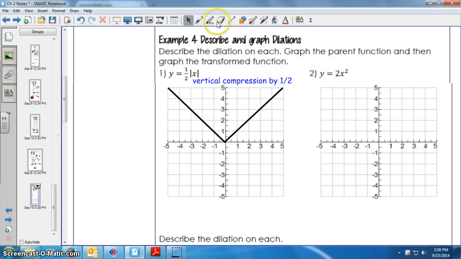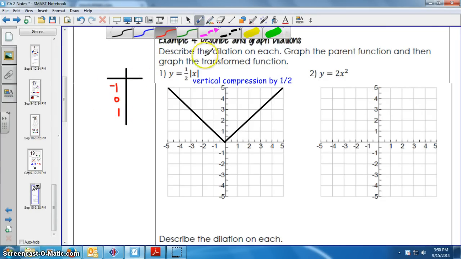So what we could do is create kind of a quick little table, and that would help me plot my points. So if I wanted to try and plug in some values for x, let's just go ahead and try the classic -1, 0, and 1. So -1, the absolute value, if I plug that in for x, I'm going to get 1 times 1/2 is 1/2. 0, the absolute value, 0. 0 times anything is 0. And then 1, same thing, I'm going to get 1/2.